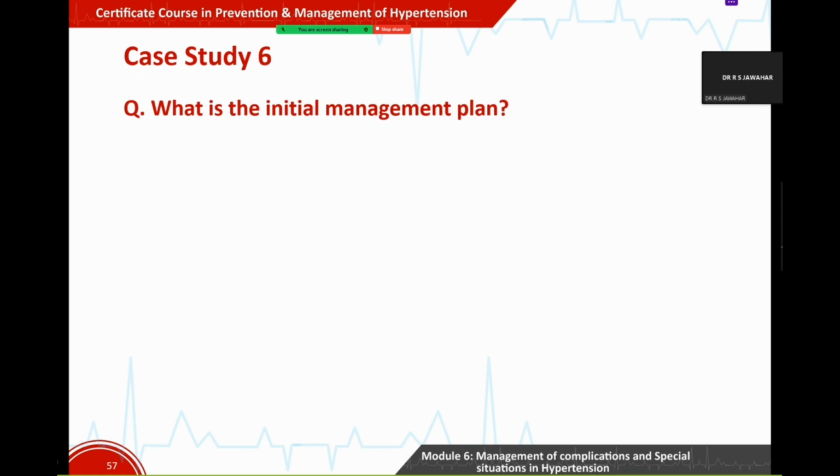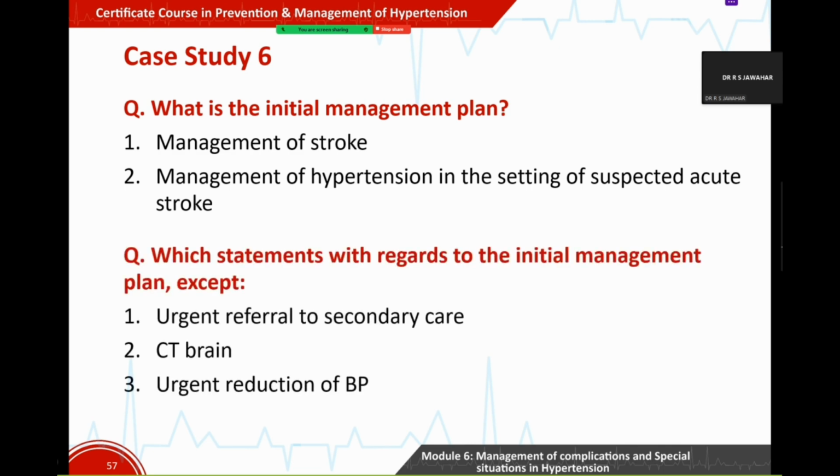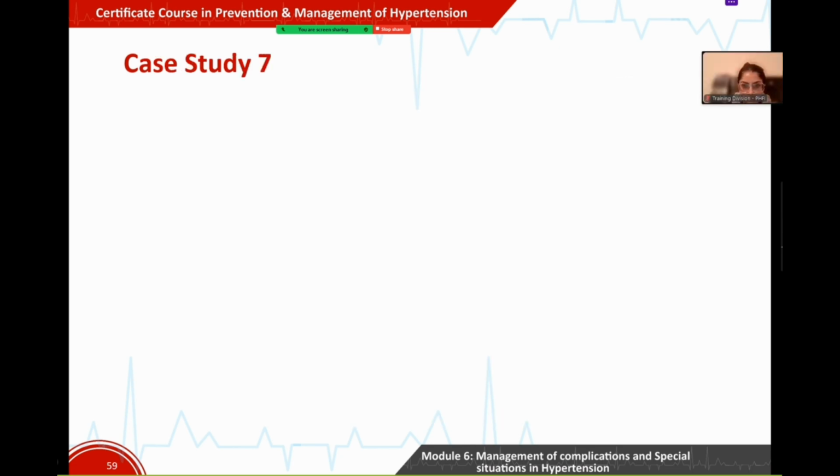So what is the initial management plan? Management of the stroke. He is having dysarthria, so get the CT scan done. Management of hypertension in suspected acute stroke: urgent referral to secondary care, CT brain, or urgent reduction of the BP. Which statements with regard to this initial management plan are correct? CT brain is very much needed, but urgent reduction of the BP is not needed here. See the infarct, the darkness.